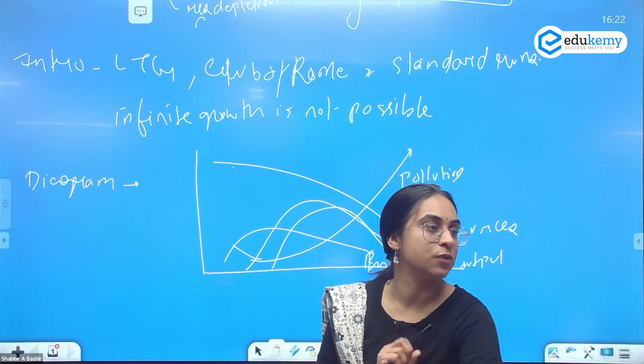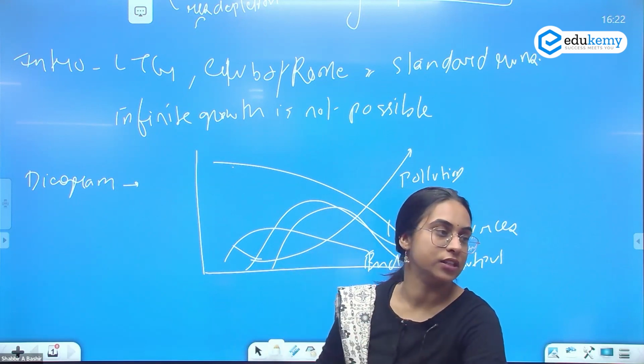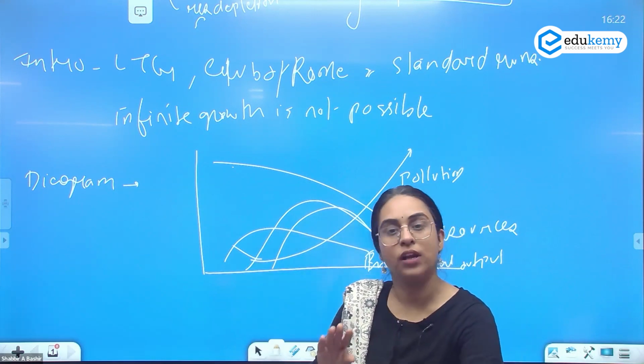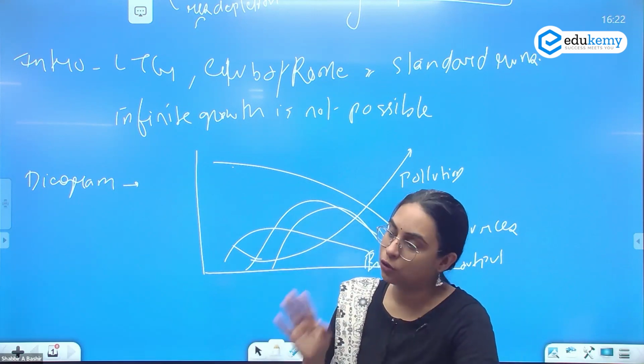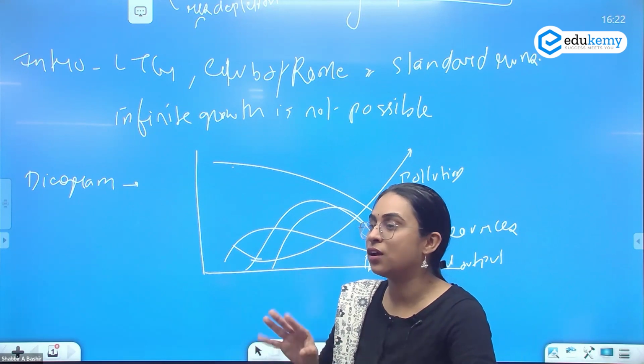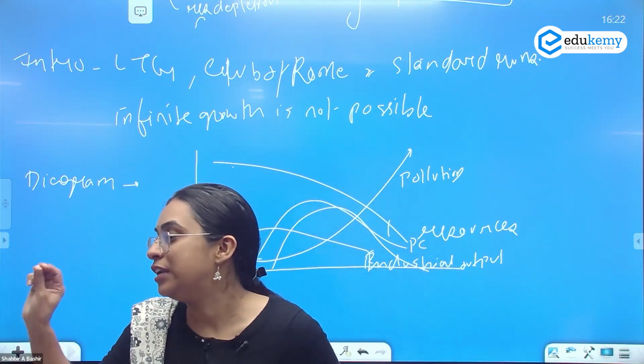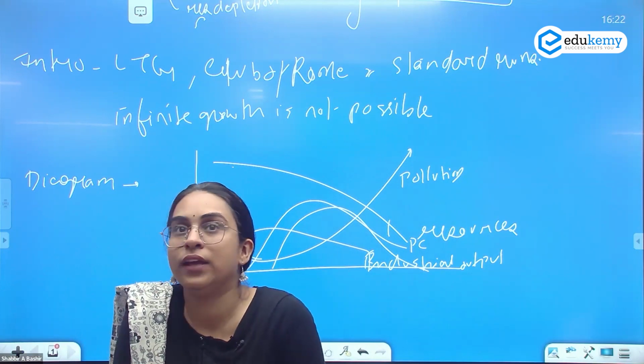7 standard runs were done by LTG. In all of them, the conclusion was that we cannot have infinite growth because the resources are finite. Therefore, it says that there has to be some limit to the growth that we have.